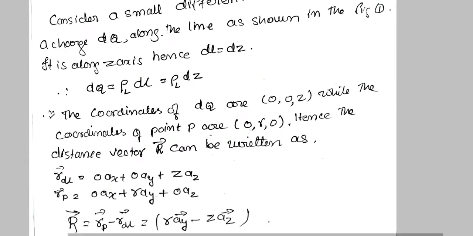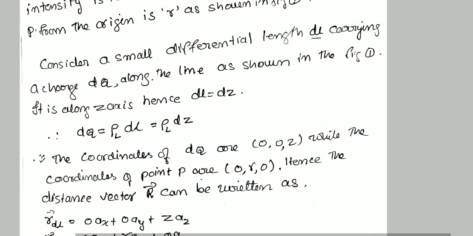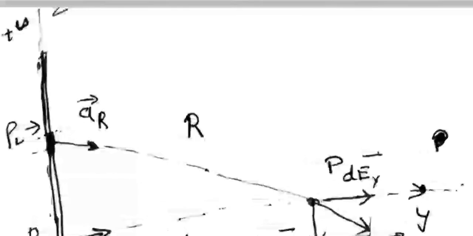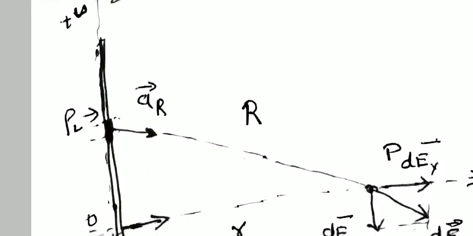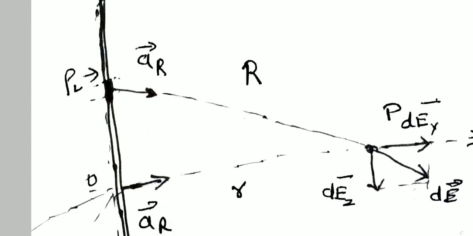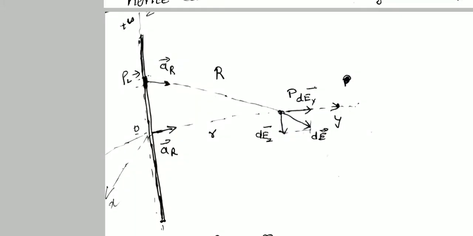What are the coordinates of dq? It is on the z axis. So the x coordinate of this point is 0, the y coordinate is also 0, but it has some z coordinate, some distance in the z direction from the origin. So the coordinate of this point is 0, 0, z.